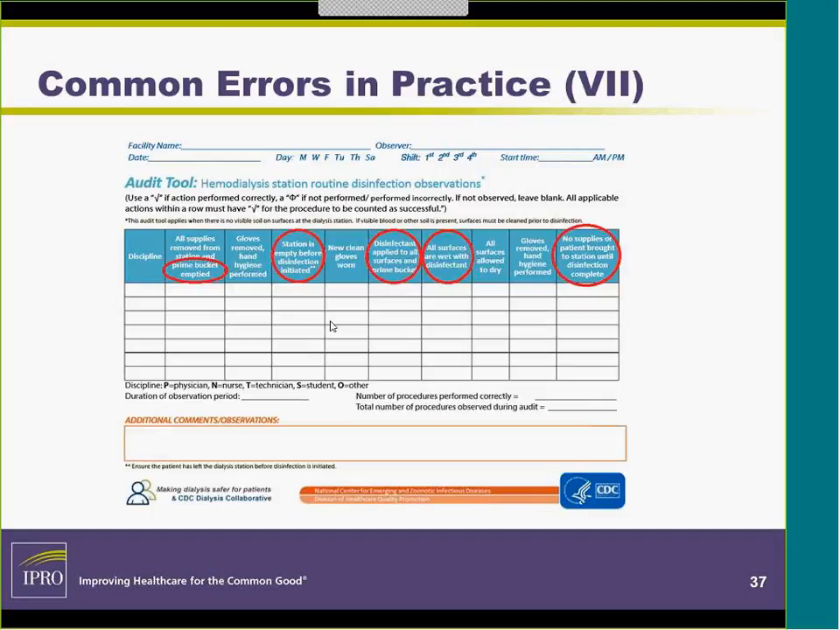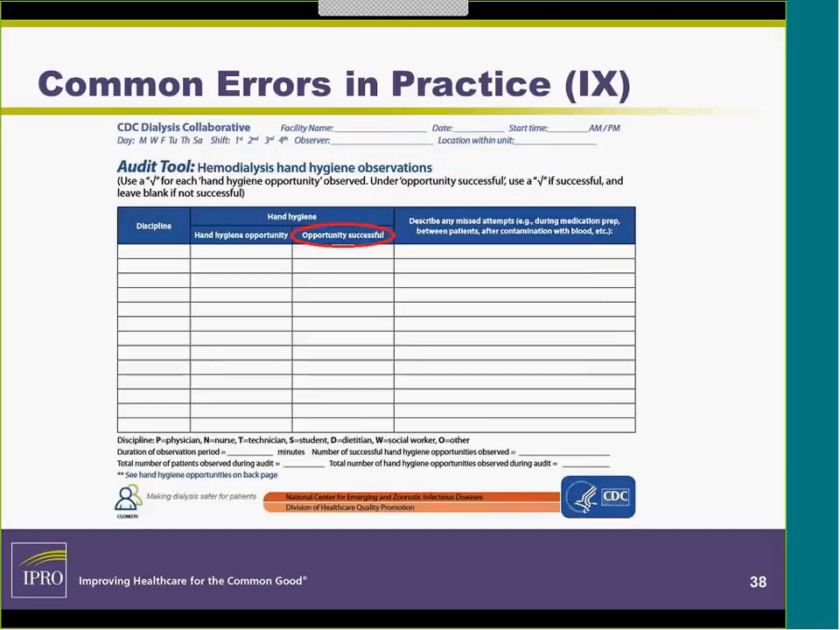So again, the supply should not be brought back to the station until disinfection is complete. This includes, obviously, if the patient's still there, which often happens, or if that chair hasn't been cleaned, that machine shouldn't be set up yet. I'm going to get ahead here.